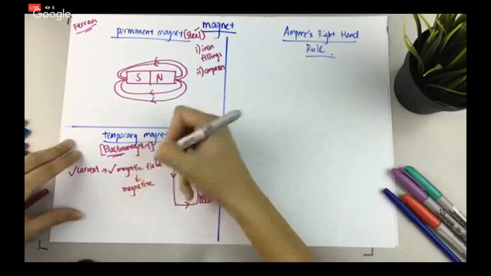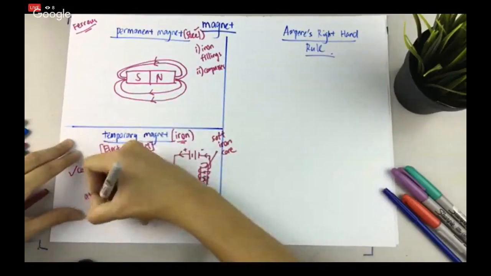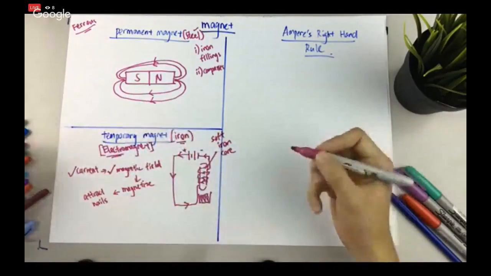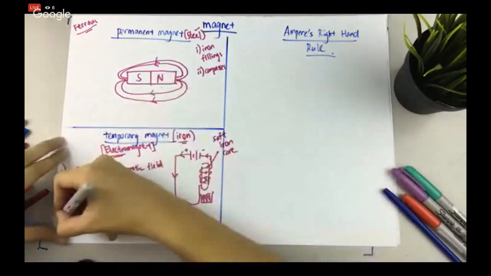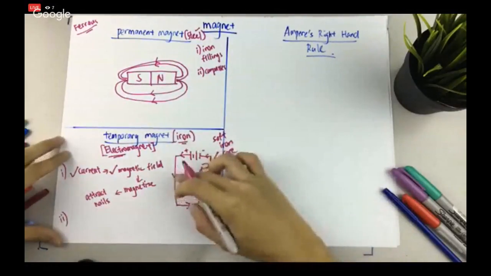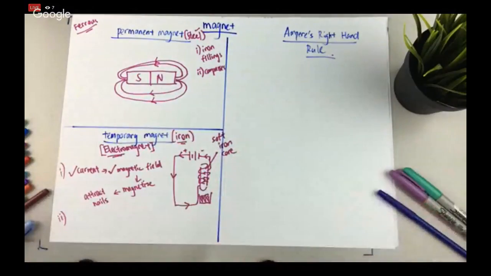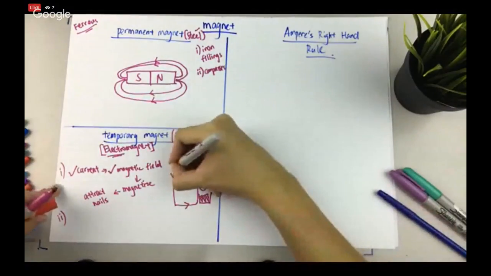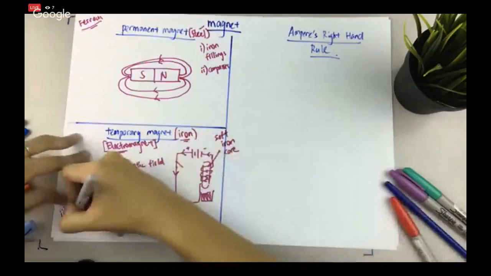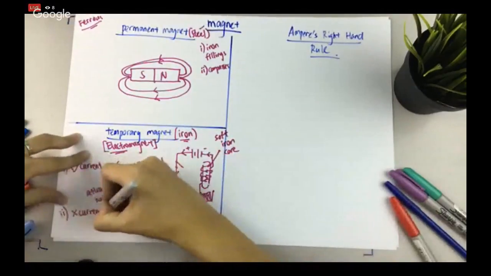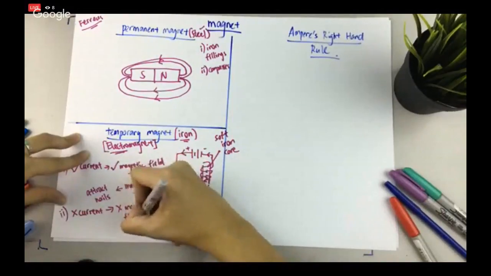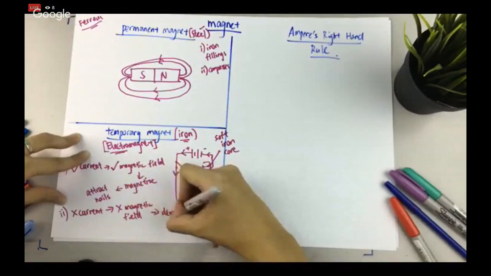Then number two, if you want to demagnetize it, it's pretty easy. Let's say you don't want to use this magnet anymore, then you just cut off the circuit. Let's say you add a switch somewhere here. Then you open the switch. So when you open the switch, there's no more current flowing, then you will not have any magnetic field anymore. And then it will demagnetize, of course, because you have lost your magnetic field. And the nails will drop, of course. So far, hope you guys understand what is temporary magnet and what is electromagnet.